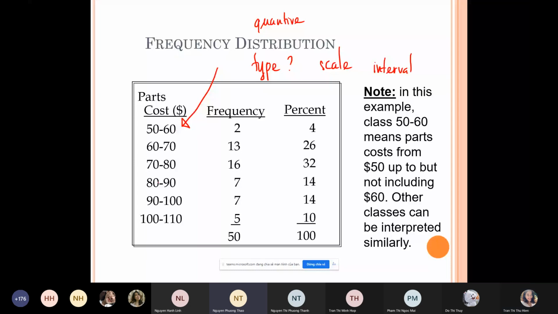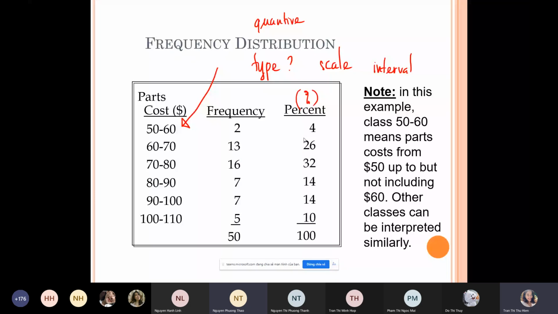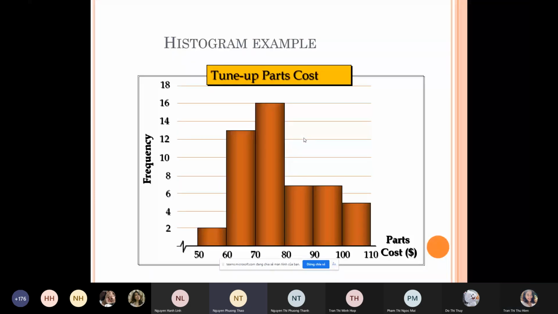They are the same. And the second column is frequency and percent. Because it is percent, you don't write 4%. It is a frequency distribution for the data, and this is just a histogram example for the interval.